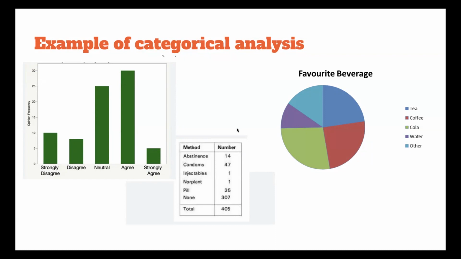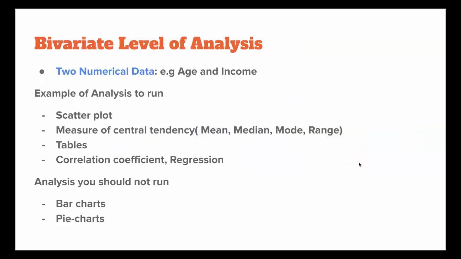This is a univariate level analysis. So we just spoke about univariate, and what we spoke about is the numerical and the categorical. So moving on to bivariate. Bivariate is when you are combining two variables together.